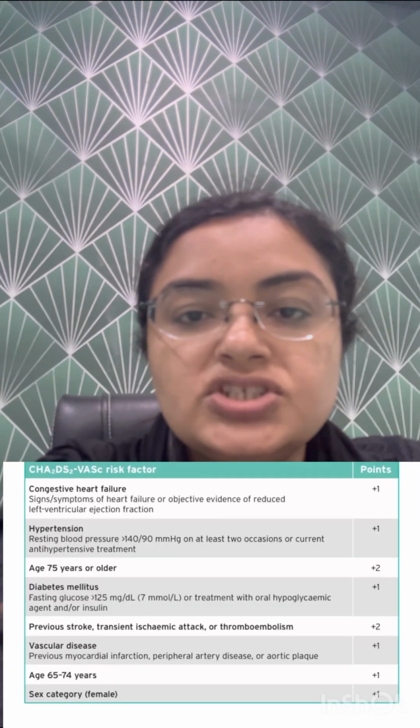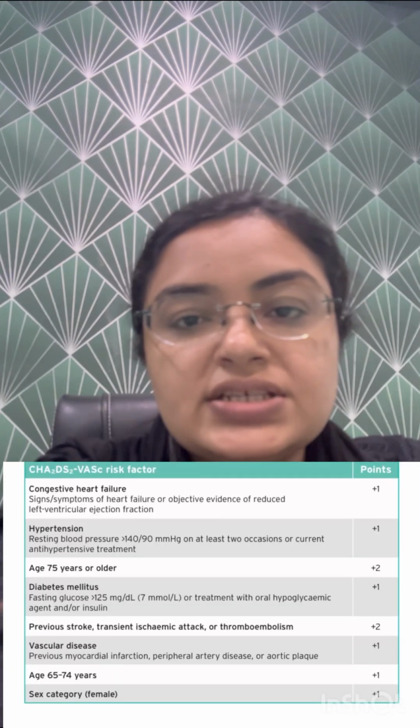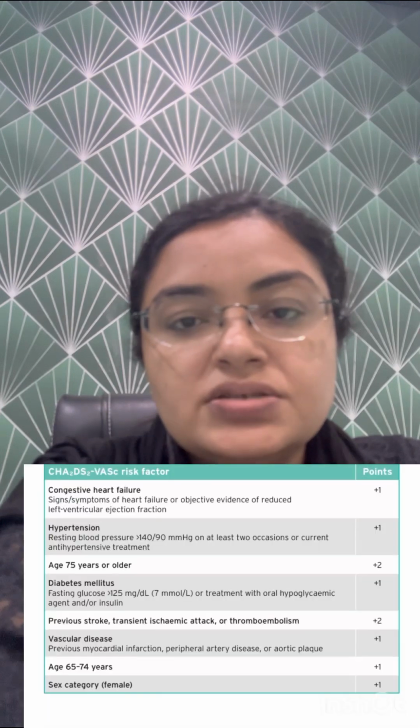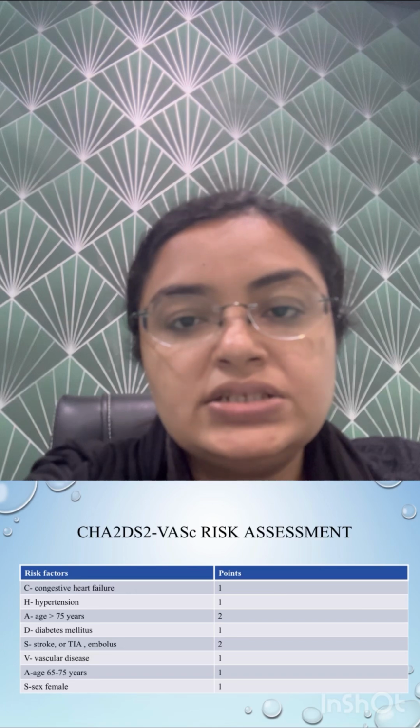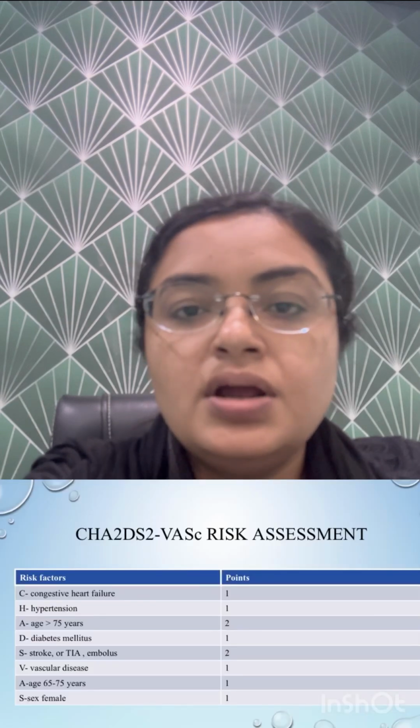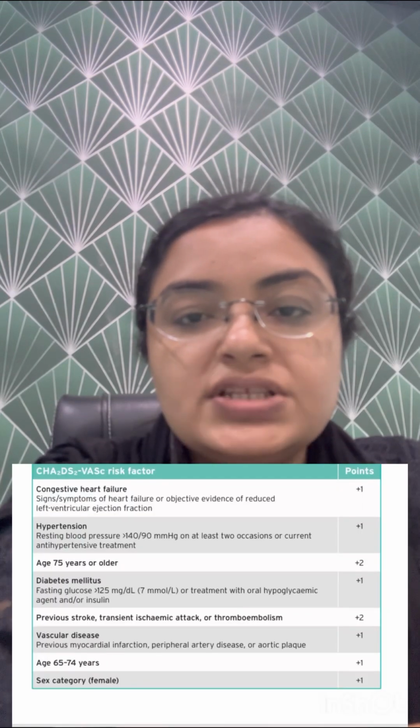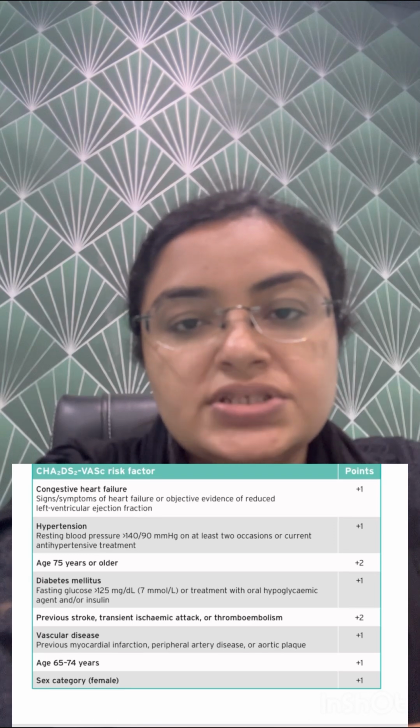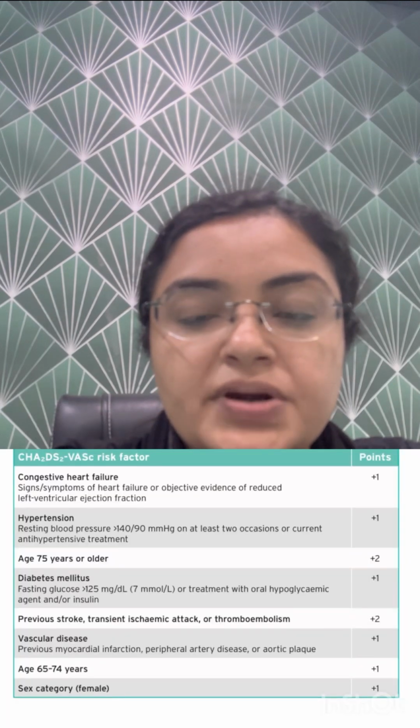If we look at the CHA2DS2-VASc score, C stands for congestive heart failure, so any patient with a history of heart failure or LV dysfunction. Then H is for hypertension, that is BP recorded more than 140/90 on two separate occasions, or if the patient's blood pressure is controlled with antihypertensive therapy. A stands for age more than 75, which has 2 points. Congestive cardiac failure and hypertension each carry 1 point. Age more than 75 carries 2 points.